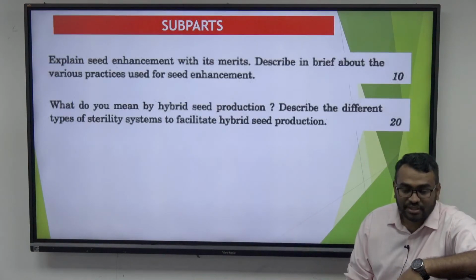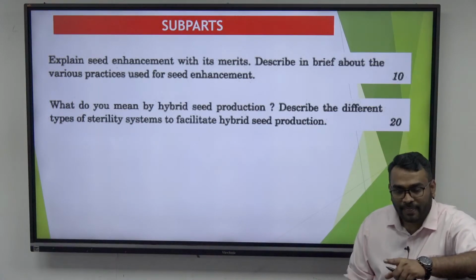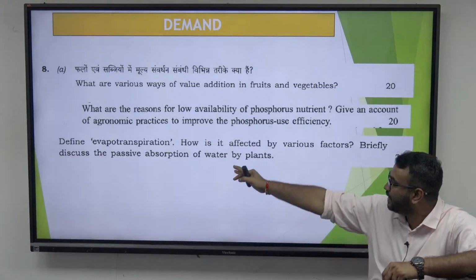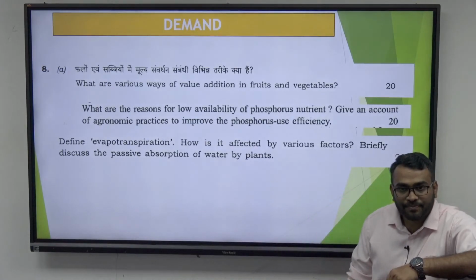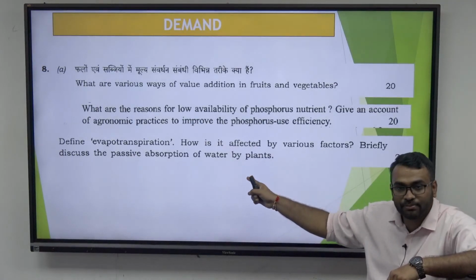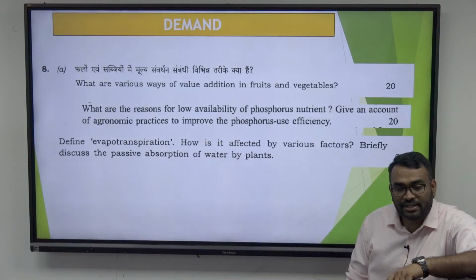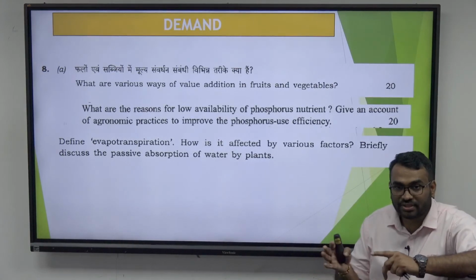Next one is subparts. Once you have understood the demand of the question, then you have to think of this. See, demand is again important for you to write the conclusion and also the introduction. What students usually do, for example, we'll take this only: one is evapotranspiration, second one is passive absorption. Actually there is an interlinkage between both, correct? If evapotranspiration is more, then what will happen? Pressure difference will also be more, then the plant will absorb more water from the roots. So this is what it is.